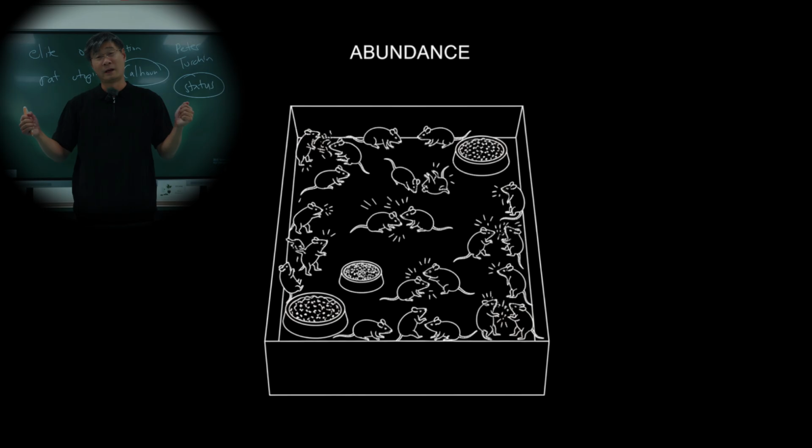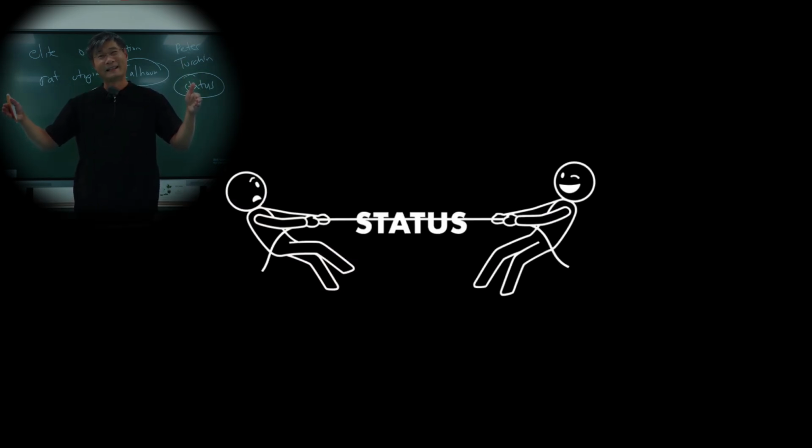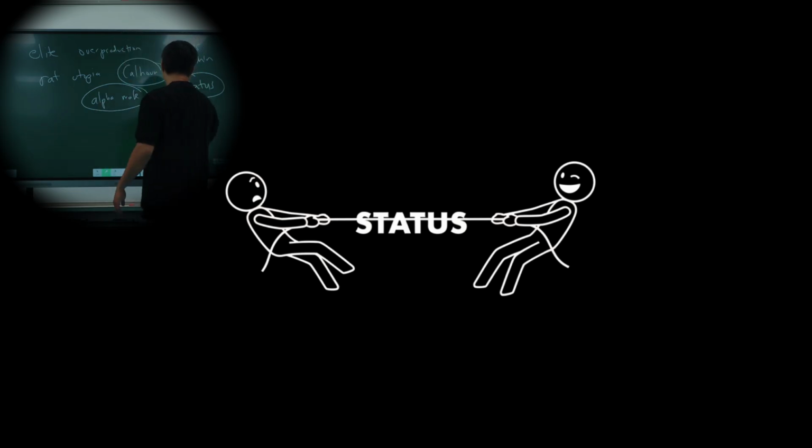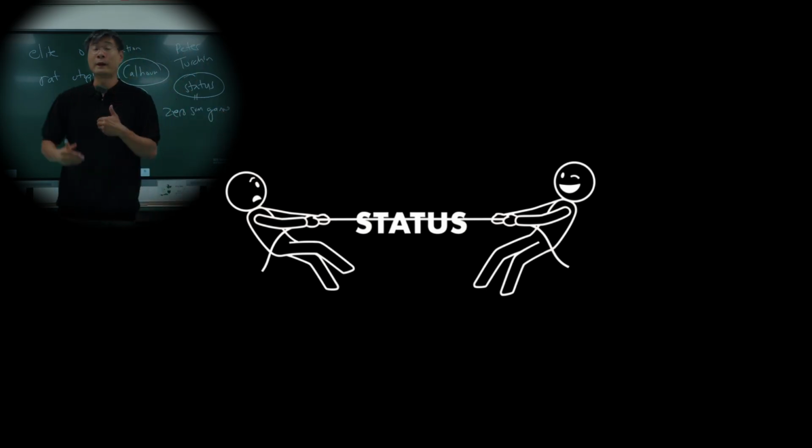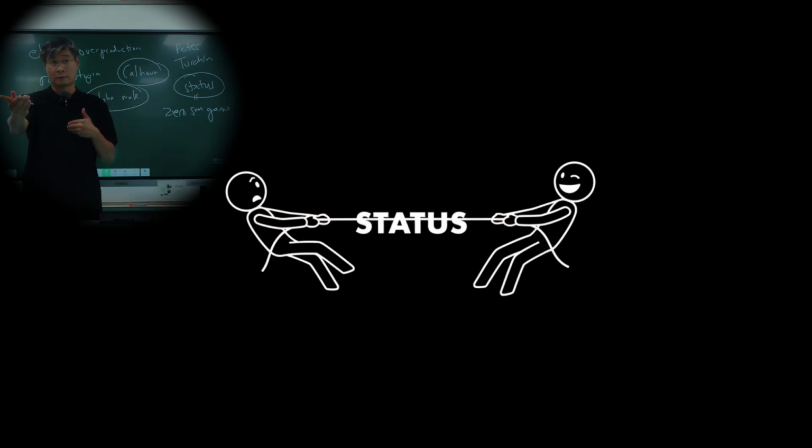There's no place for them to go. They're stuck where they are. You understand? So status is what we call a zero-sum game. I win, you lose. Okay? There can only be one winner.